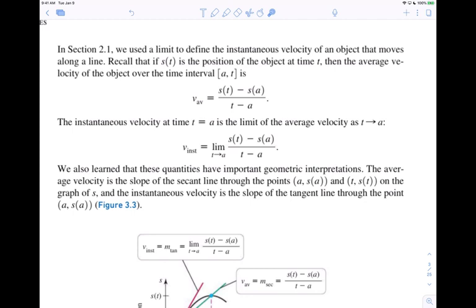So the average velocity over time is going to be the position. Basically, it's like y2 minus y1 over x2 minus x1, right? So it's like the average. It's like the rate of change or slope from college algebra.